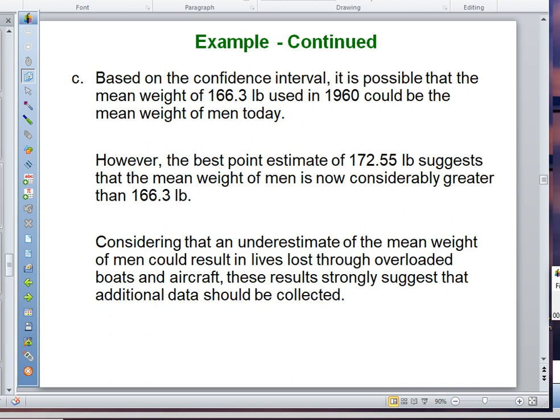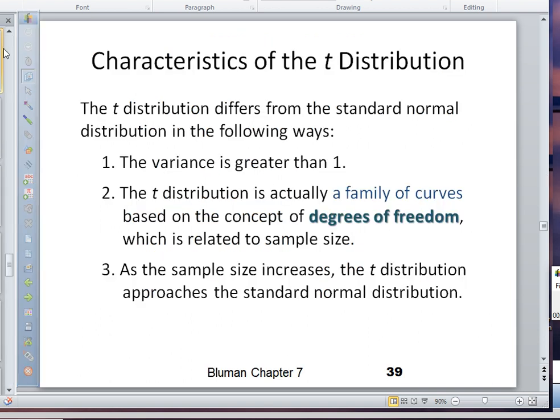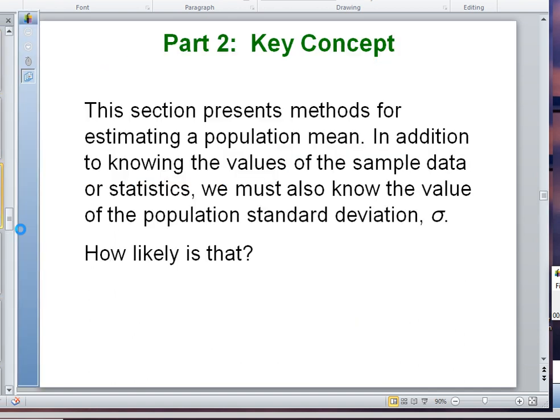Where was it? Nope. Nah. Help me. There we go.